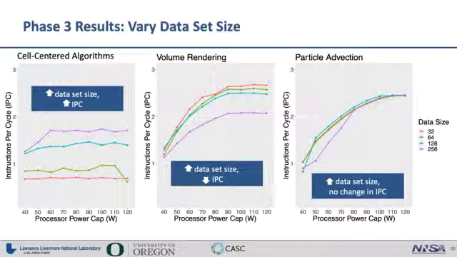Our last category of algorithms saw no change in the instructions per cycle as the data set size increased. And for this category, particle advection fell into this class. And we believe that because we kept the number of particles, the step length, and the number of steps constant, regardless of the data set size, that we were seeing the constant instructions per cycle. If particles were being displaced outside the bounding box, which may change with the changing data set size, they terminate and there's no further instructions to execute.